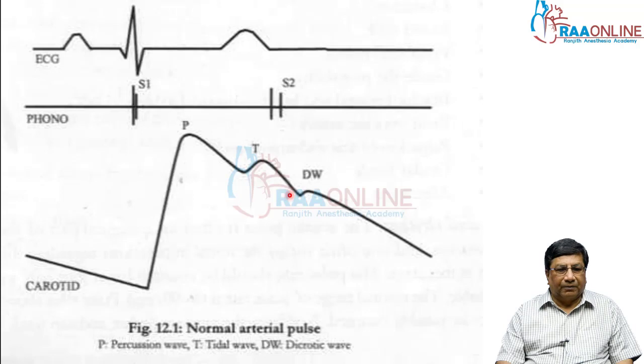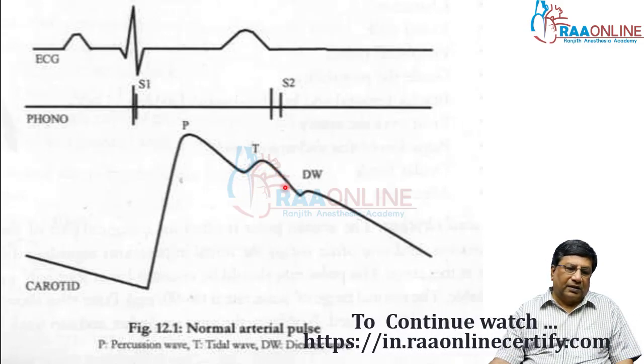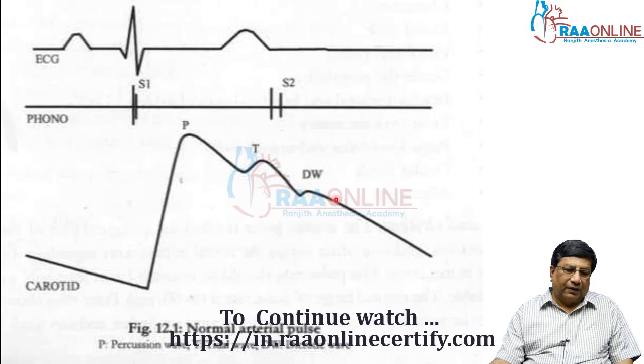In systole, this is the normal arterial pulse, which has many waveforms. The first wave is called the percussion wave, which is due to forward flow, the forward transmission of the pressure wave. That's why it's called the percussion wave. What happens is, as the wave travels, there is a series of reflections from the distal arteries and peripheral arteries.